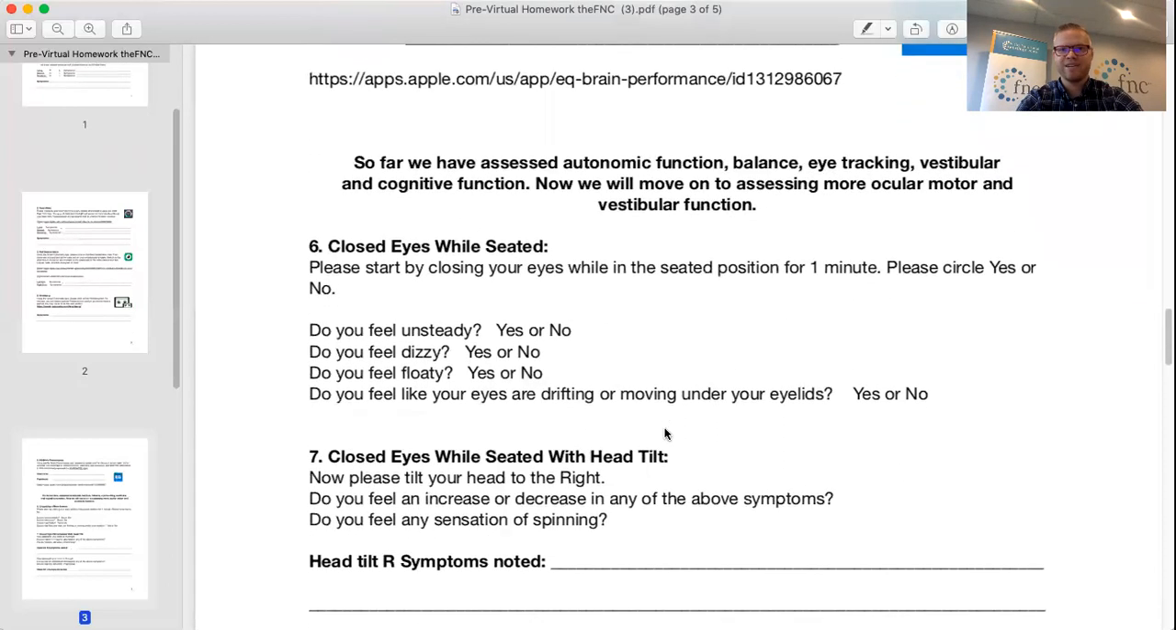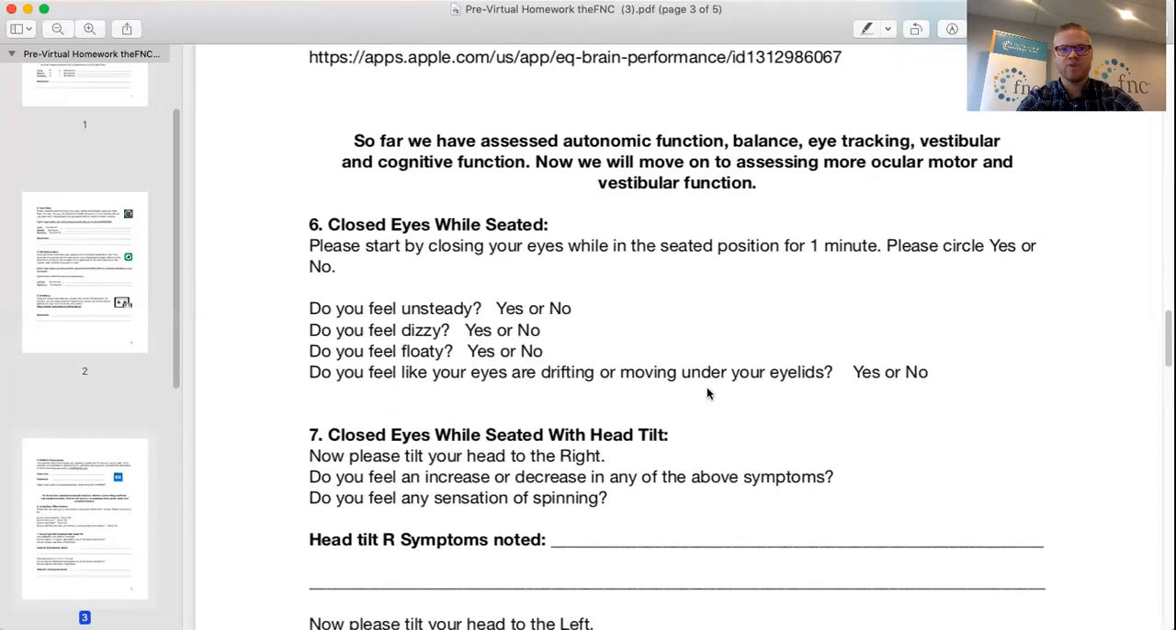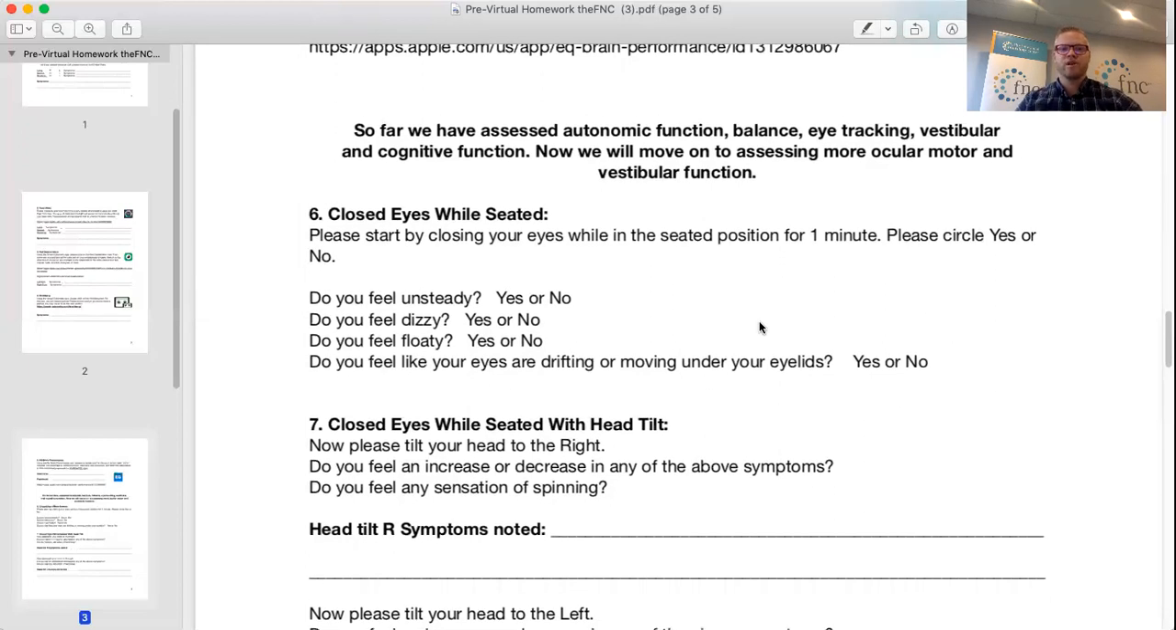Number 6, what we like to do is close eyes while seated. I want you just to close your eyes, and you're going to stay in that position for 1 minute. And we want you to know, do you feel unsteady? If you close your eyes, do you actually feel like maybe you're spinning? Are you rocking and rolling? Do you feel like you're floating? Do you feel dizzy? Do you feel like your eyes are actually drifting or moving underneath your eyelids?